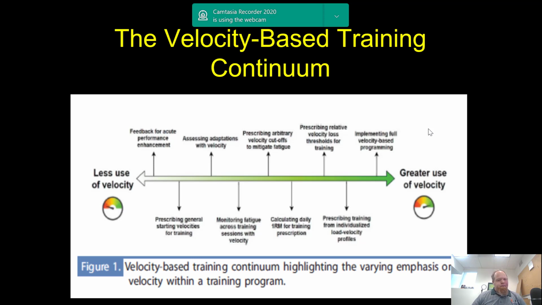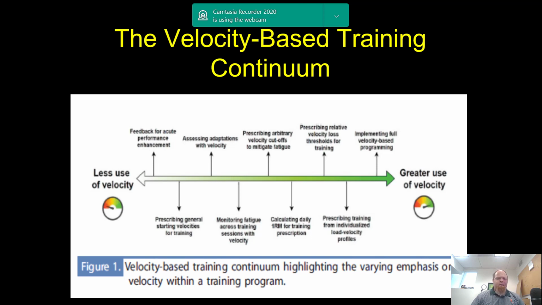So here's just a quick figure about the different ways to use VBT. You can go from super in depth to just kind of sitting on the outskirts. And none of them is wrong, and none of them is better than the other. It's just something that fits your use.